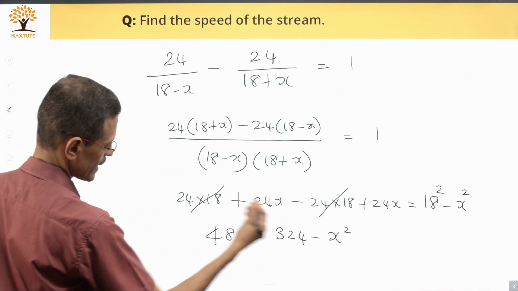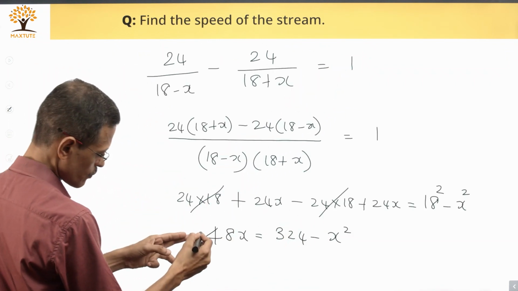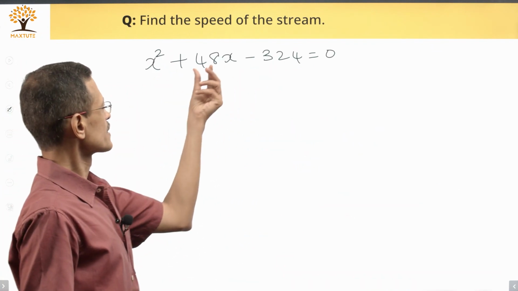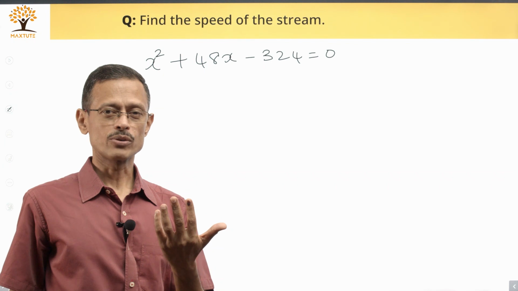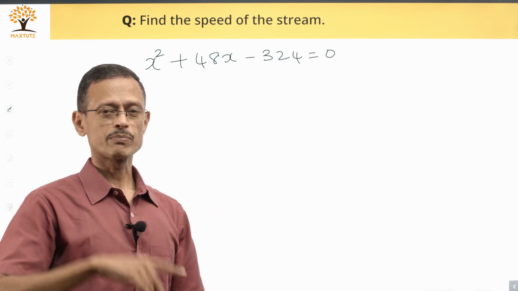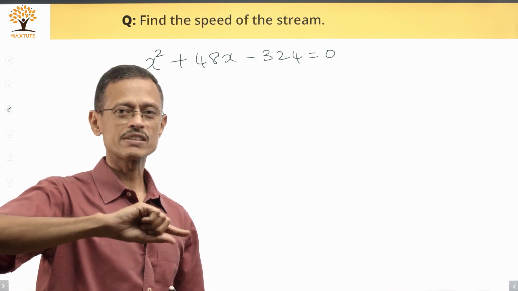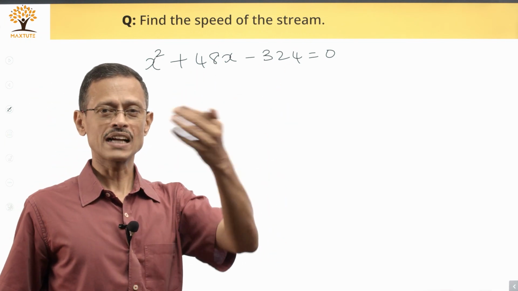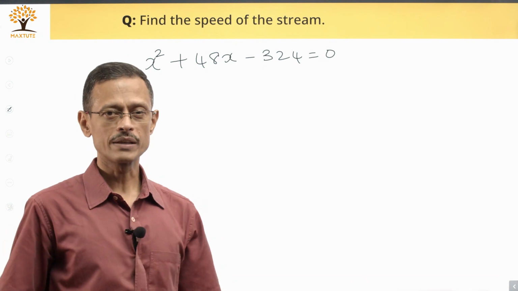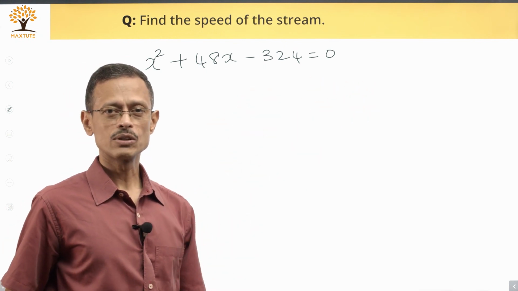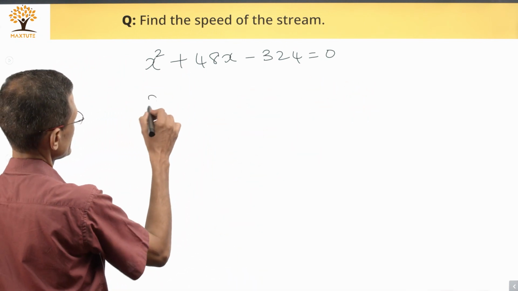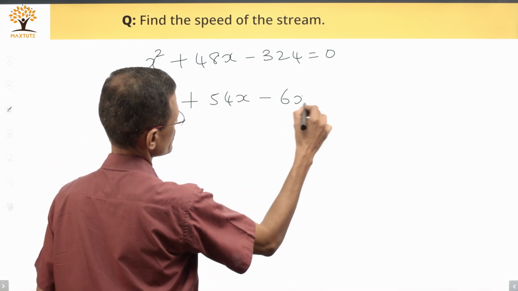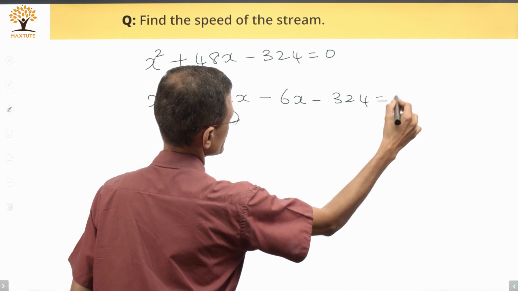Look at it. x square plus 48x minus 324 is equal to 0. Sum is 48, product is minus 324. So, it clearly points to the fact that if the product is negative, one number has to be positive, the other number has to be negative. Sum being positive, we are going to find a number greater than 48, and from that we will subtract something, which is when the product is going to be negative. 54 into 6 is equal to 324. So, this entire equation factorizes as x square plus 54x minus 6x minus 324 is equal to 0.